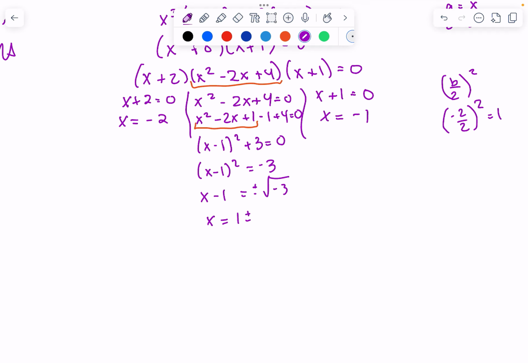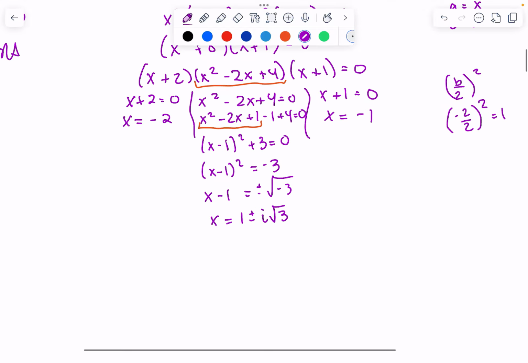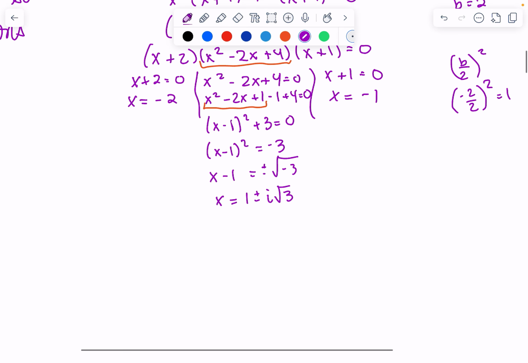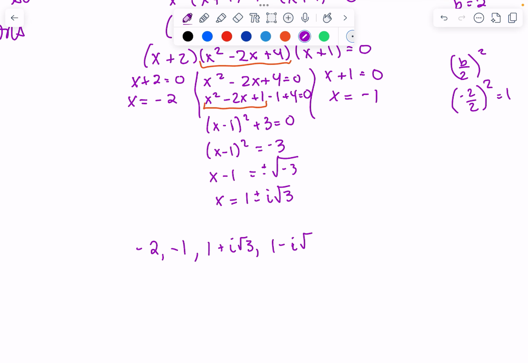So now I'm just going to solve this by isolating x. And because there's a negative under the radical, this is going to become i root 3. Okay? So my 4 solutions to this equation that I'm going to get are negative 2, negative 1, 1 plus i root 3, and 1 minus i root 3. So those are the 4 solutions that I would get.